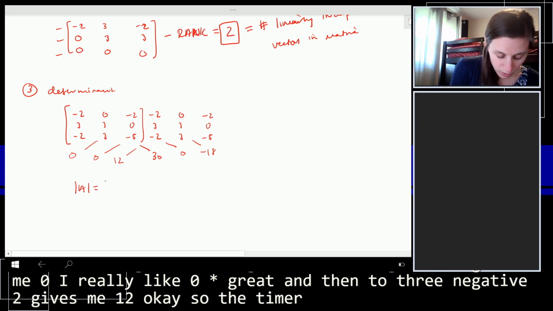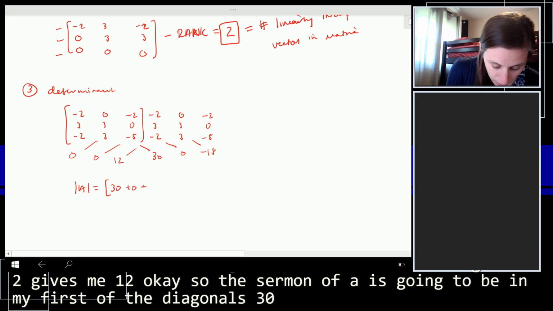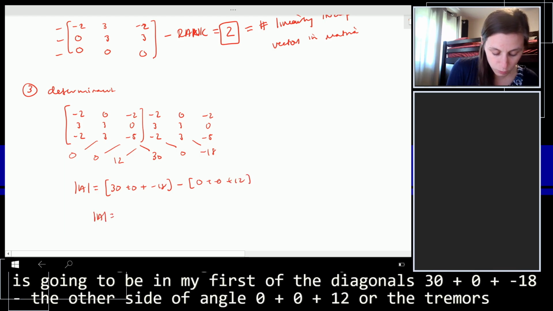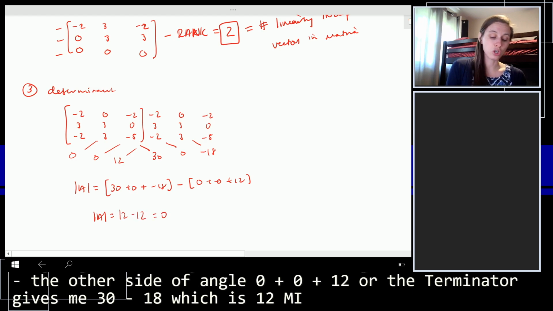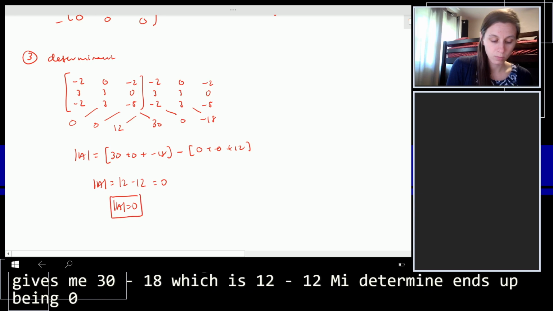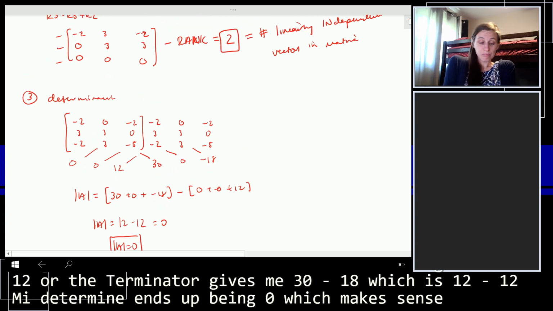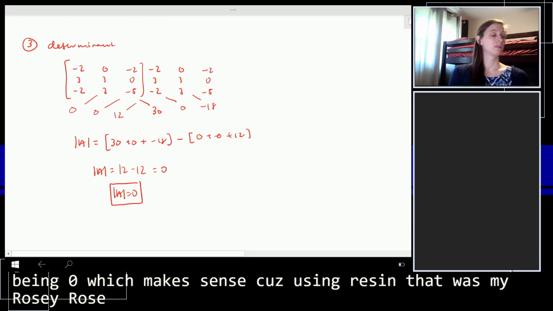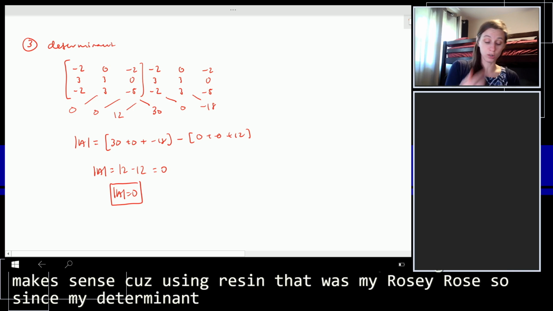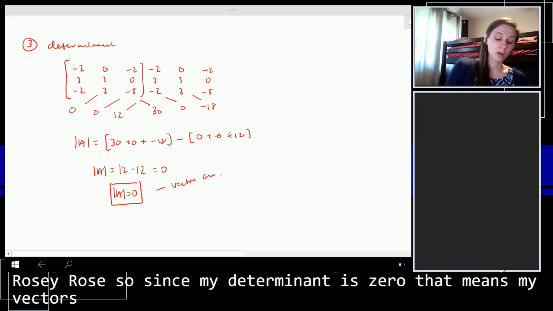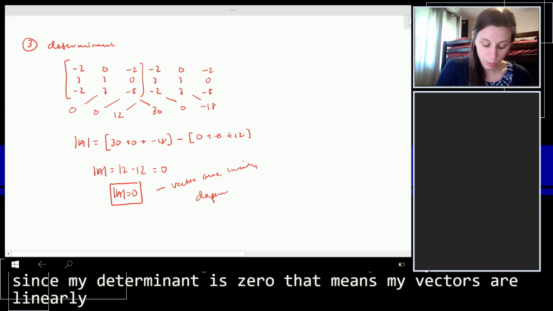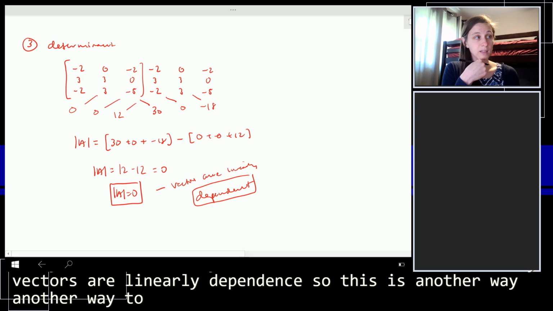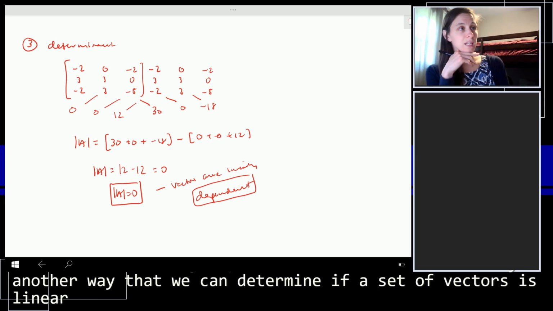Okay, so the determinant of A is going to be, in my first set of diagonals, 30 plus 0 plus negative 18 minus the other set of diagonals, 0 plus 0 plus 12. Or the determinant of A gives me 30 minus 18, which is 12, minus 12. My determinant ends up being 0. Which makes sense, because using REF, I end up with my row of zeros. So since my determinant is 0, that means my vectors are linearly dependent. So this is another way that we can determine if a set of vectors is linearly dependent or independent.